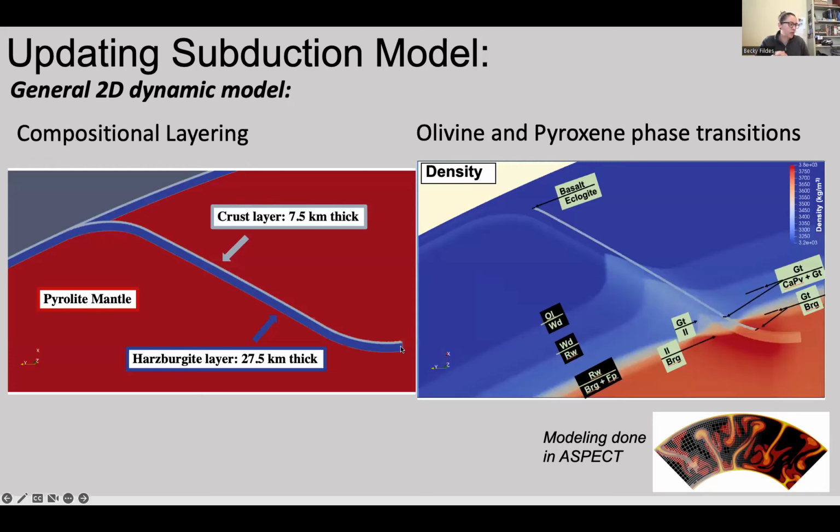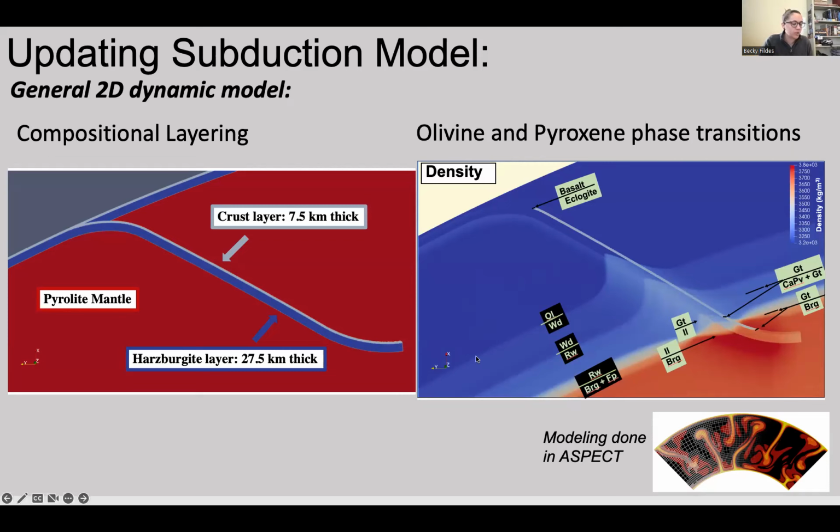Zooming in on the slab itself: a two-layer slab with a crust and Harzburgite layer, and then the pyrolite mantle. And also incorporating the olivine and pyroxene phase transitions, which you can see over here on the right in the density field as well. And those are incorporated for each compositional layer and for the background mantle as well.